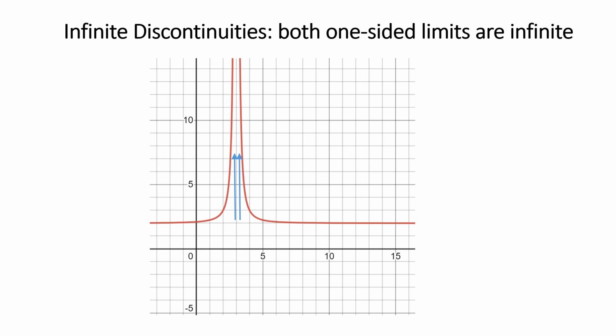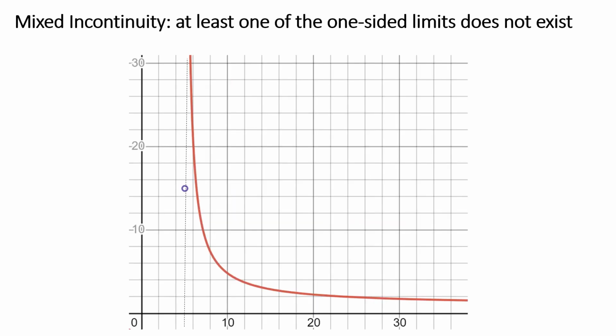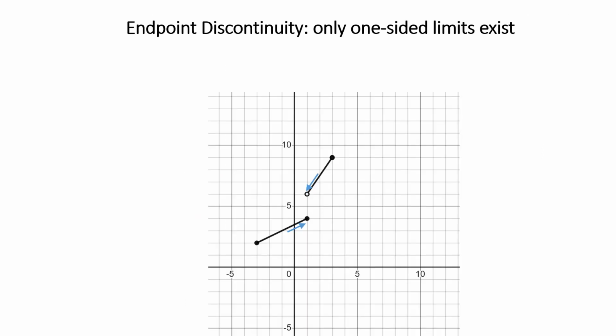Infinite discontinuities. Both sides have an asymptote. In this case, it'll never reach 3. It gets closer to 3, but it can never be 3, even from both sides. And a mixed discontinuity. We've talked about these before. At least one side does not exist, as we've got right here. Not only do we have a jump here, we also have a hole right here. And this is the endpoint discontinuity.